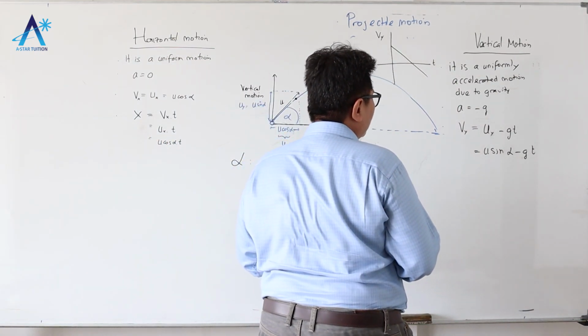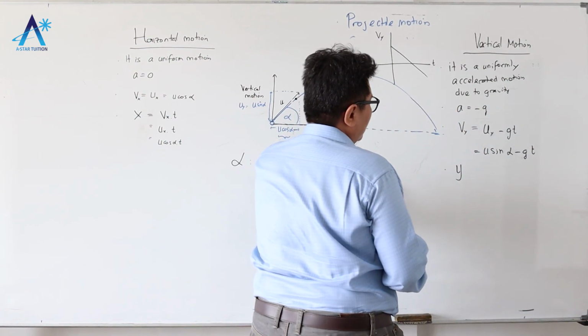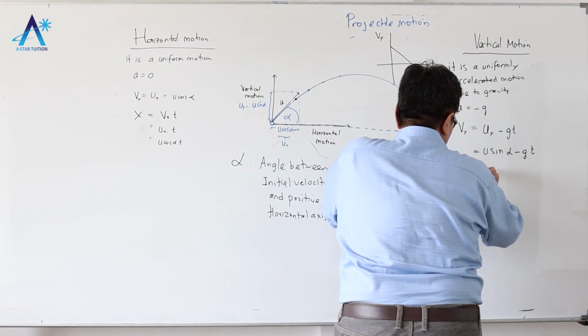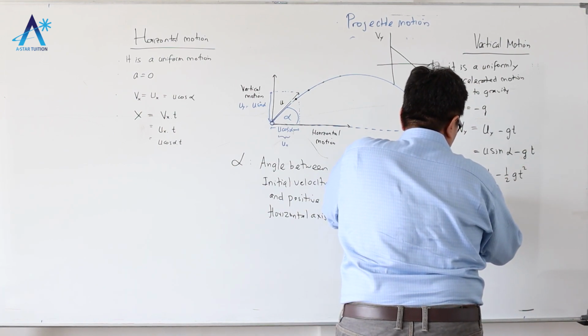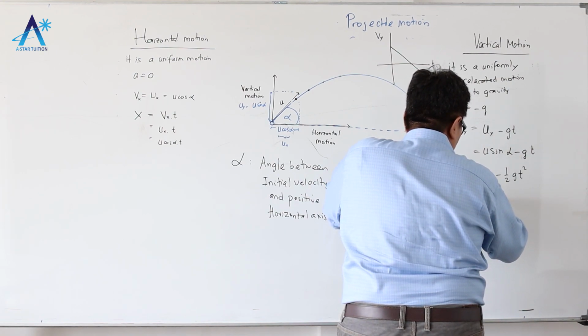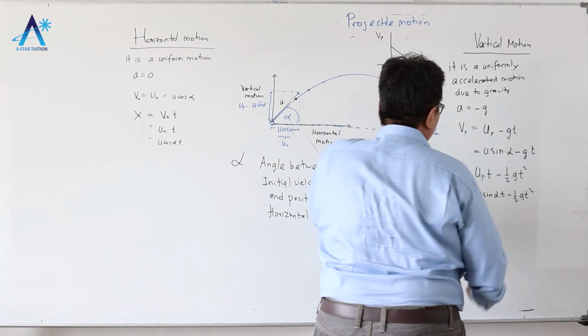Now, what about the displacement? The equation for displacement for uniformly accelerated motion, as discussed in the previous video, is uy t minus half g t squared. Then we also write it as u sine alpha t minus half g t squared.